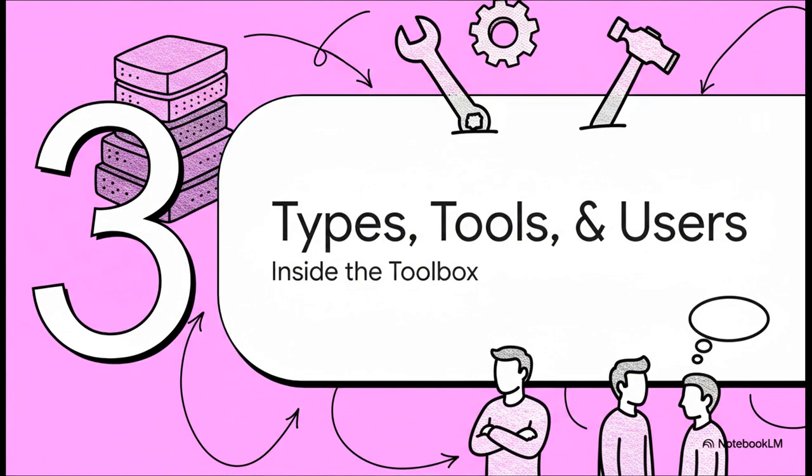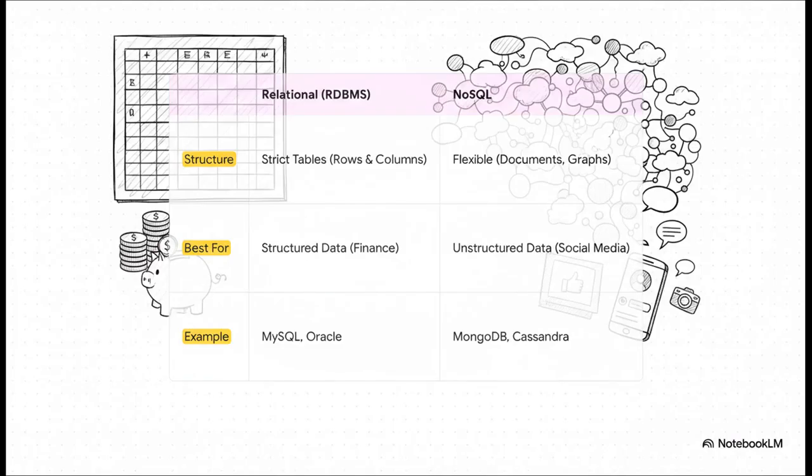All right, so now we get the what and the why. Let's peek under the hood a little bit. What kinds of databases are actually out there, and who are the people running the show? You've basically got 2 main flavors. On one side, you have your relational databases. Think of these as the neat freaks. Everything is in perfect tables with rows and columns, kind of like a super-powered spreadsheet. This is perfect for structured stuff, like your bank transactions.